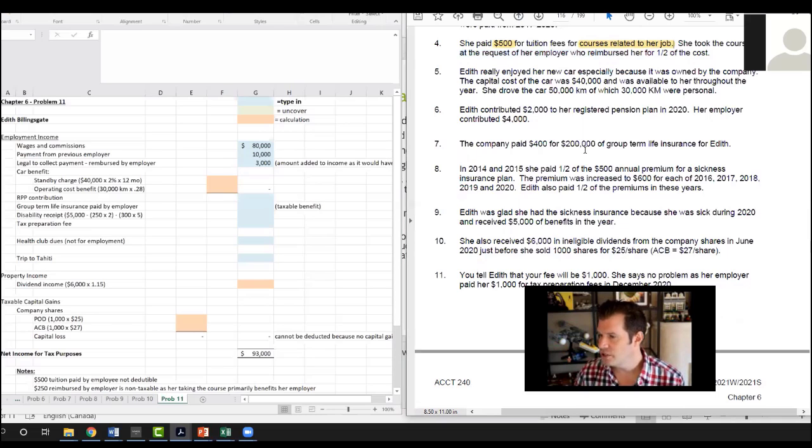She took the courses at the request of her employer. So Camosun's like, can you please take this course? And I'm like, all right, sure, I'll take it. How much is it? $500. And then they're like, okay, we'll give you 250. Oh, that's nice, thanks. So we got a couple things here to figure out.